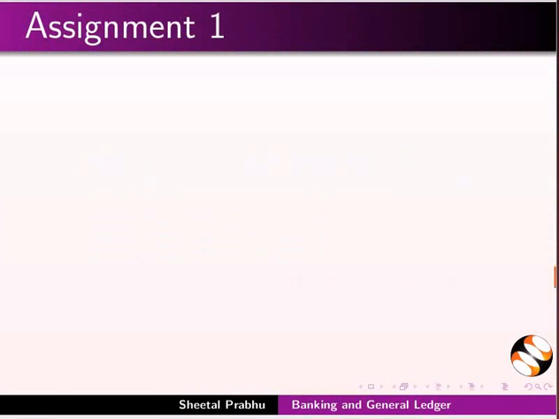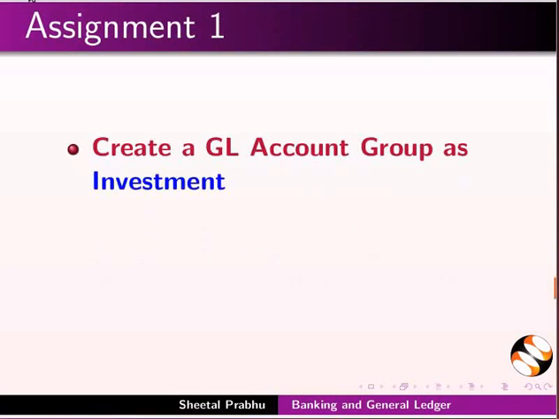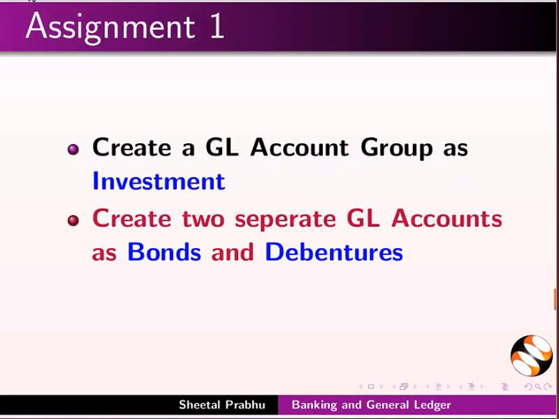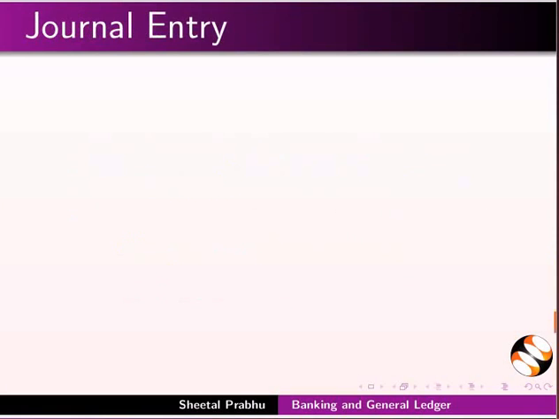Pause the tutorial here and do this assignment. Create a GL account group as Investment. Create two separate GL accounts named Bonds and Debentures. Save the changes. Now, we have set up the charts of accounts for our own company.